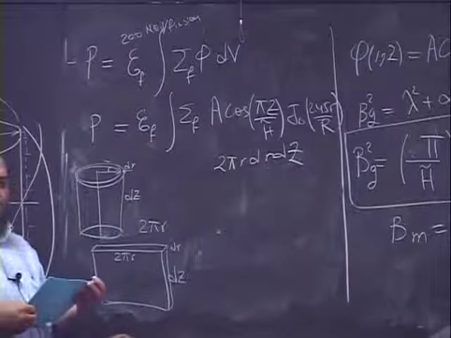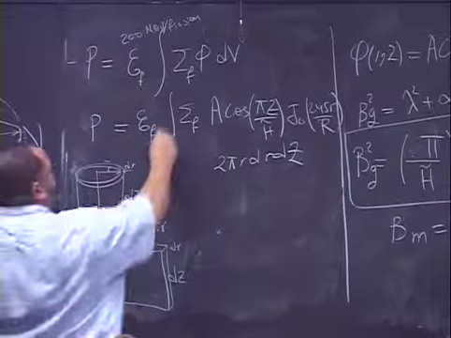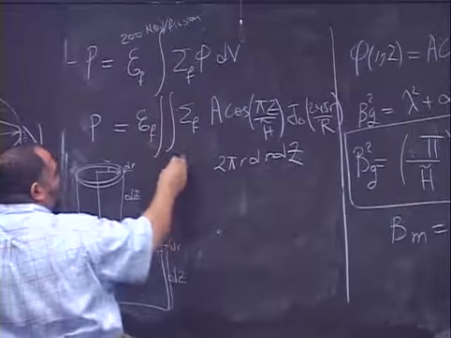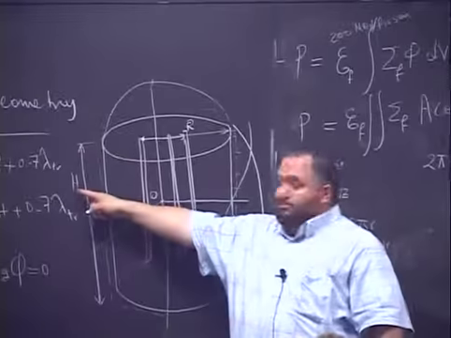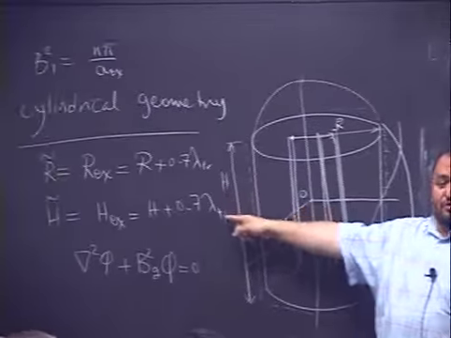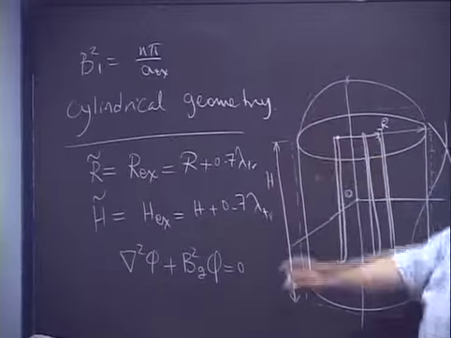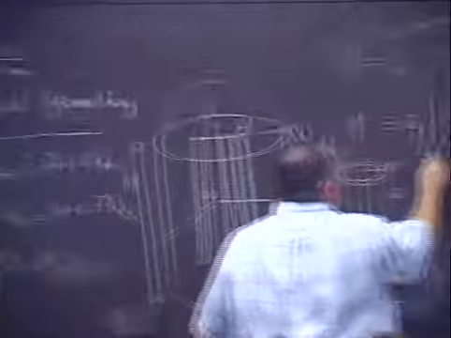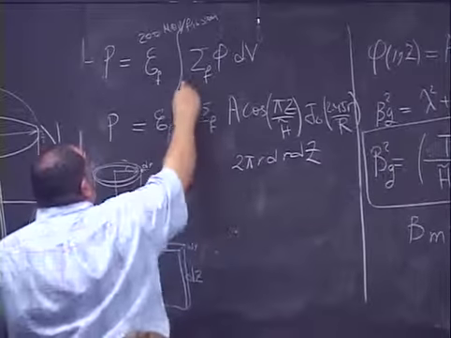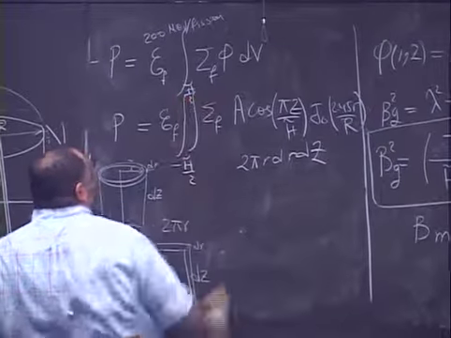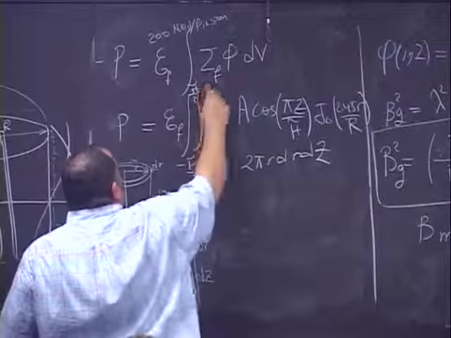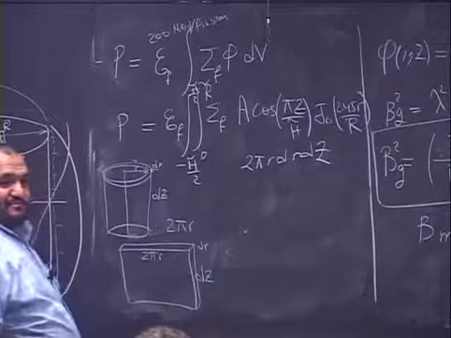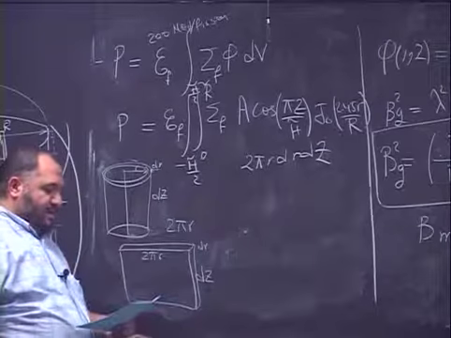cylindrical shell. Then I have to integrate from what to what? Z will be going from where to where? Minus h tilde over 2 to plus h tilde over 2. And r from 0 to R tilde. Yes, guys?